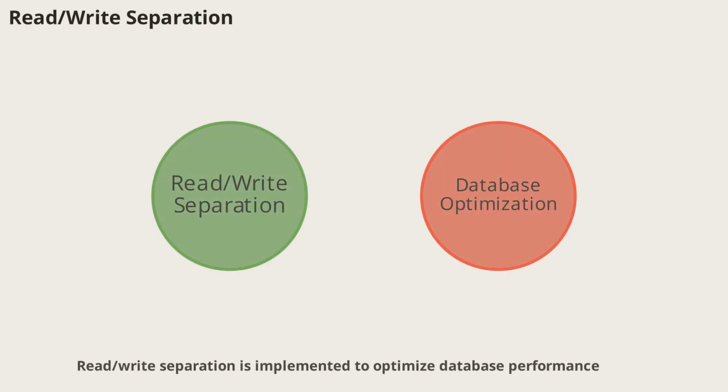Read-write separation is implemented to optimize database performance. Separate databases are used for read and write operations, reducing contention and improving throughput. This approach allows the system to handle high volumes of data efficiently, supporting real-time updates and fast retrieval.